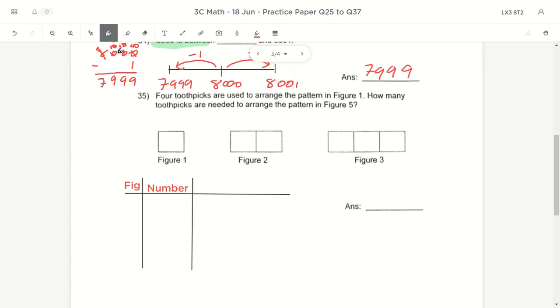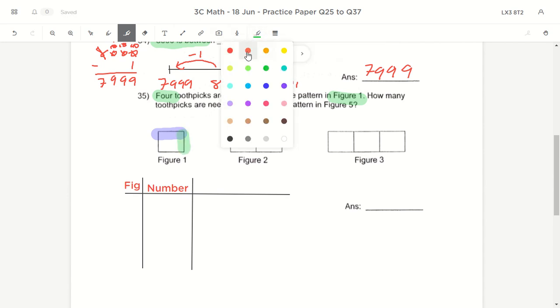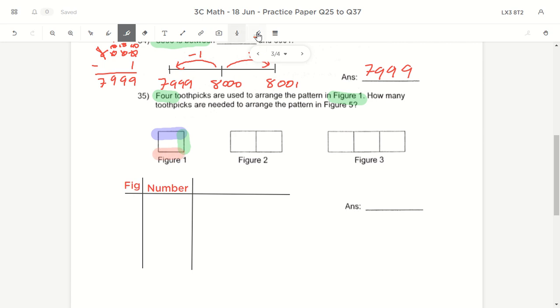I use 4 toothpicks to form figure 1. So where are the 4 toothpicks? I use a different color. I have 1 toothpick. Okay, let's use 4 different colors. 1 toothpick, 2 toothpicks, 3 toothpicks, and 4. Okay, this is about the same color. Let's use something very different. 4 toothpicks. Okay, so 1, 2, 3, 4.